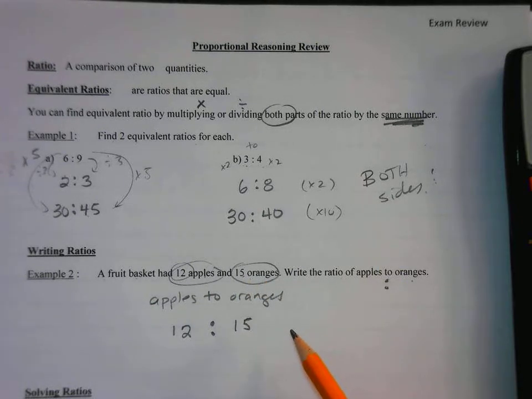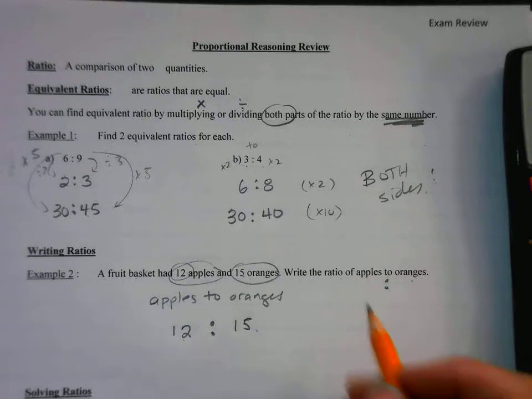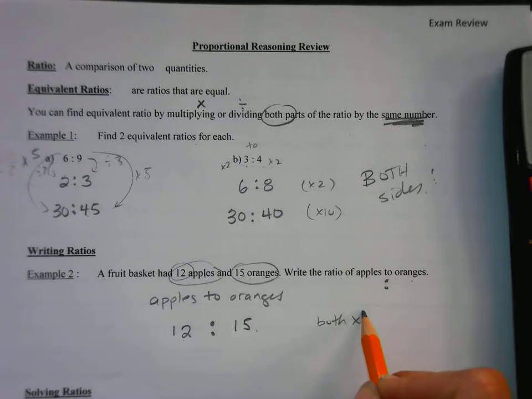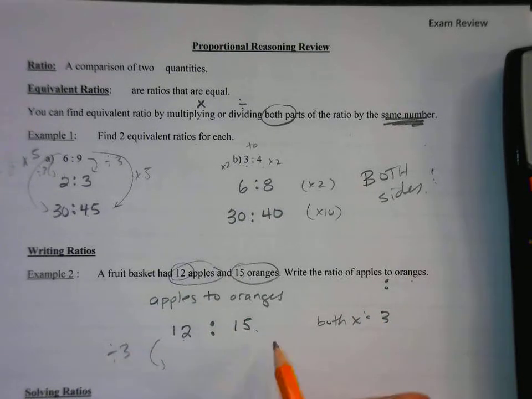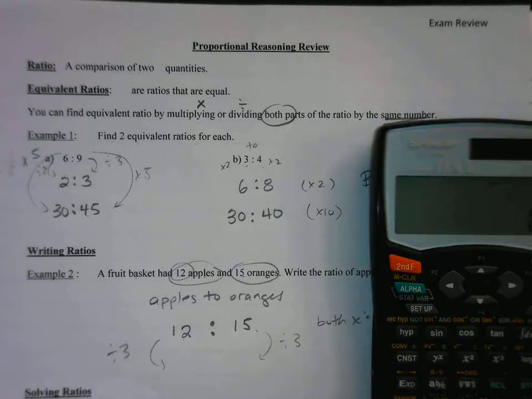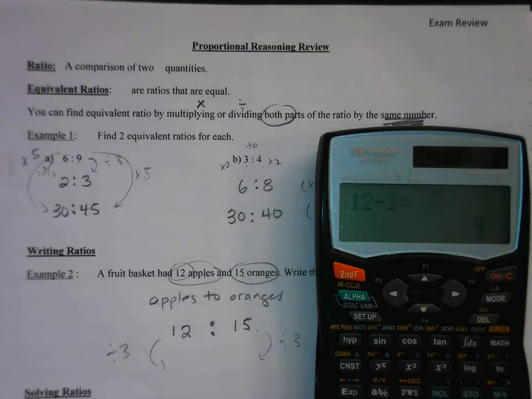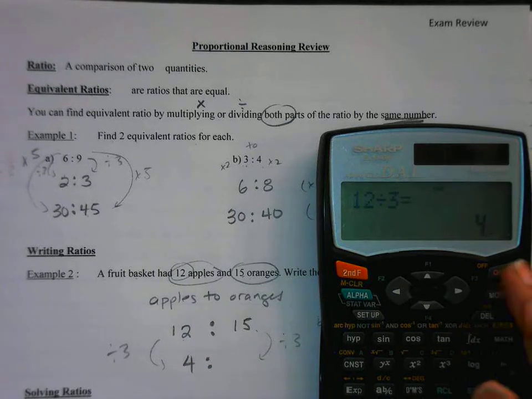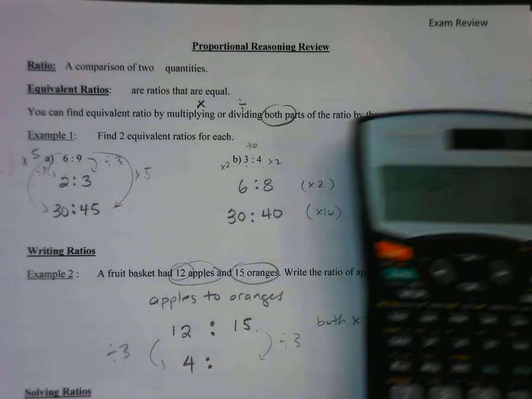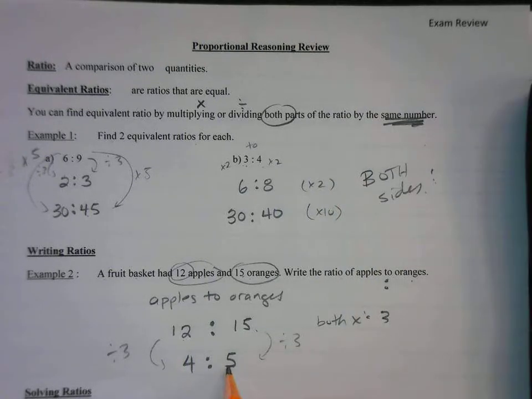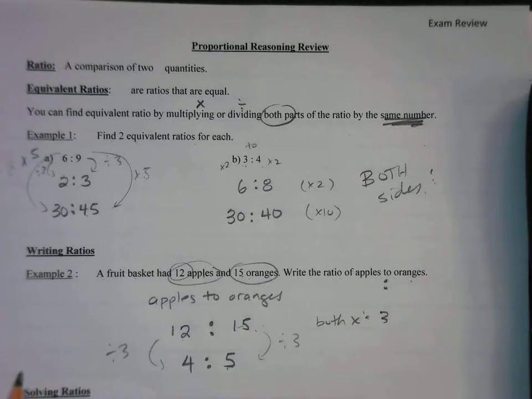Now, it didn't say that I have to reduce this, but I probably should, because when I look at this, I think, well, 12 and 15, these are both multiples of 3. So I can divide by 3 and divide by 3 and see what I get. 12 divided by 3 is 4, and 15 divided by 3 is 5. So this would be the reduced ratio in lowest terms. But in the basket, there are actually 12 apples to 15 oranges. This would be the reduced ratio.